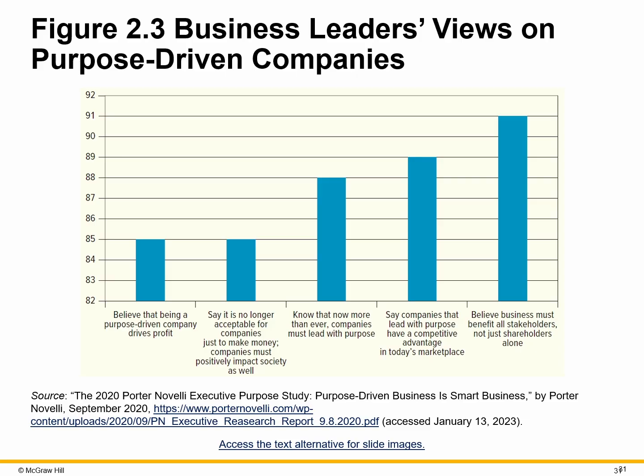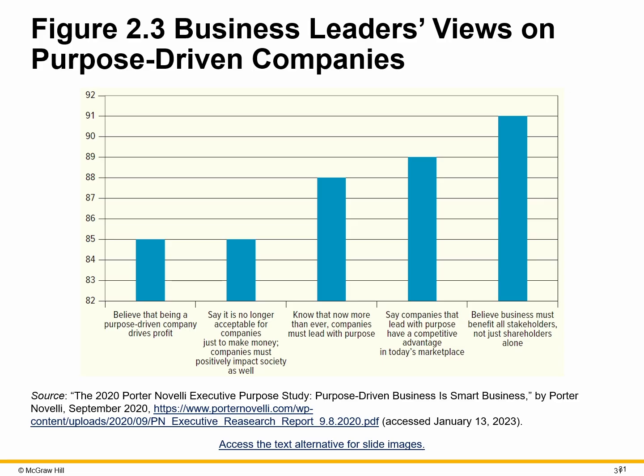As you see in this figure 2.3, 85% of business leaders believe earning a profit is not the sole purpose of business companies anymore. That as an organization, they must positively affect society as well. And a number of studies have found a direct relationship between social responsibility and profitability, as well as a link that exists between employee commitment and customer loyalty.